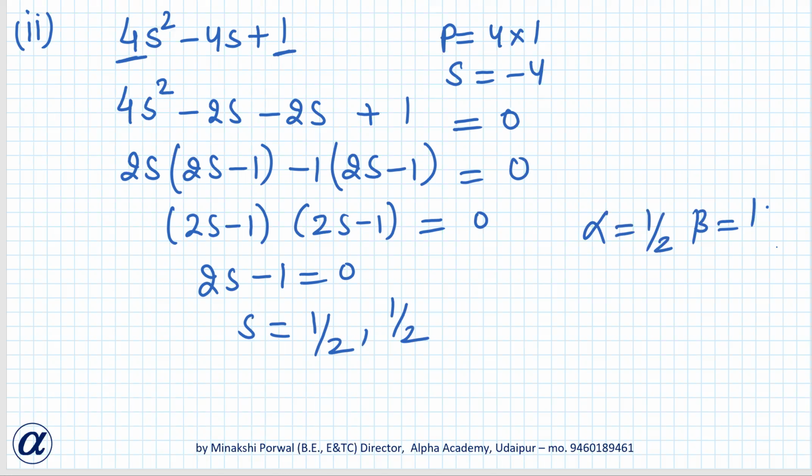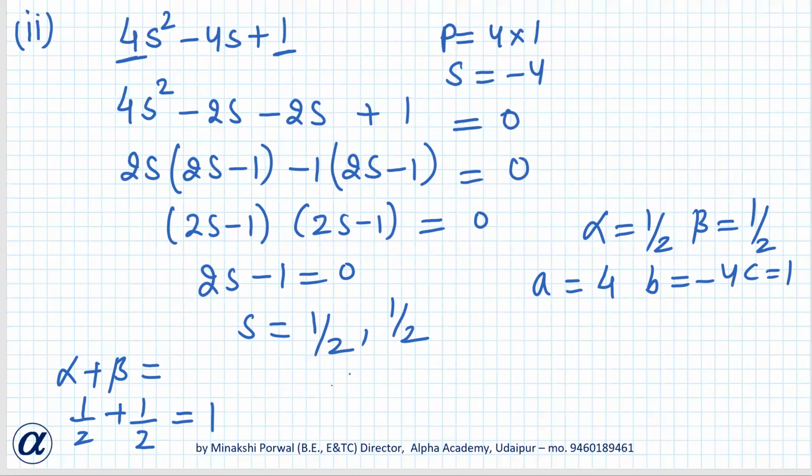Yes, what is value of ABC, Avni? A is 4, B is minus 4 and C is 1. Okay. So alpha plus beta equals to 1 by 2 plus 1 by 2, that is 1, and minus b by a, that is equal to minus of minus 4 upon 4, that is also equal to 1. So first relationship is verified.